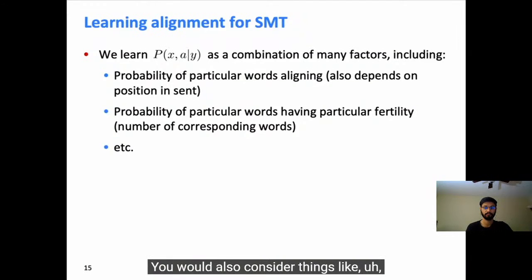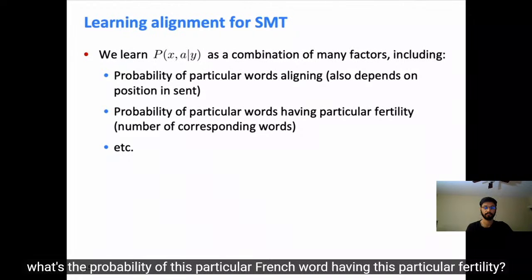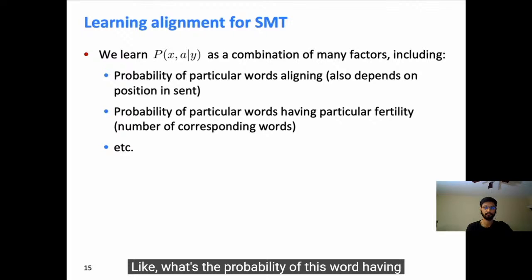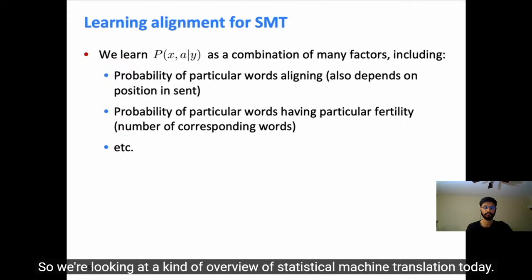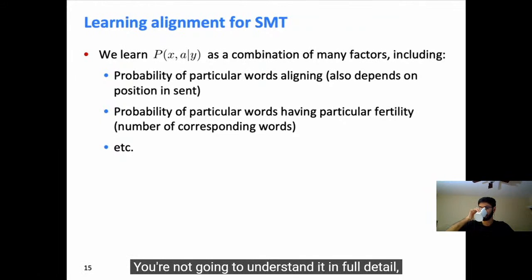You would also consider things like, what's the probability of this particular French word having this particular fertility? Like, what's the probability of this word having 3 corresponding English words, and so on. So all of these statistics are learnt from your parallel data. And there's many other things that you would take into consideration. So we're looking at a kind of overview of statistical machine translation today. You're not going to understand it in full detail, but we're understanding an overview of how it works because we're going to be comparing it to neural machine translation.